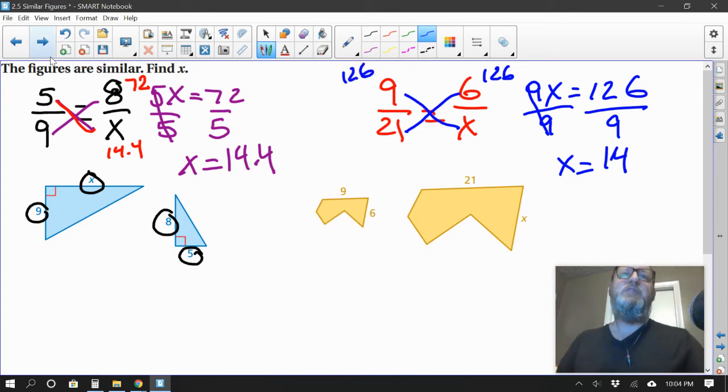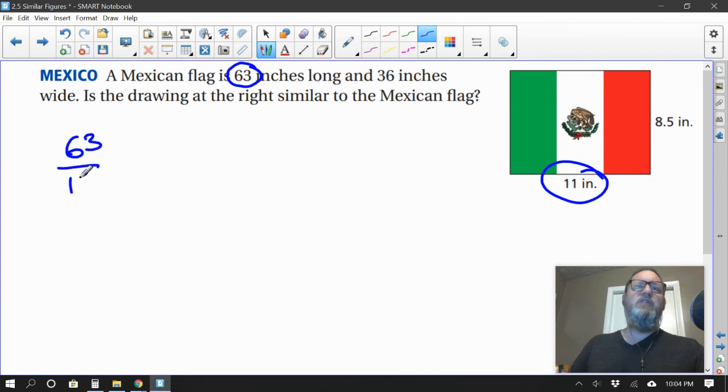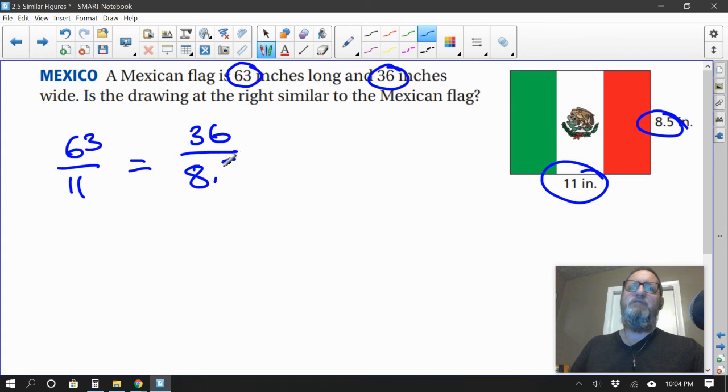Perfect. Great. All righty. The Mexican flag is 63 inches long and 36 inches wide. Is the drawing at the right similar? So is this drawing similar? All right. So let's see. The length. So I'm going to do the length of the actual flag over the length here. So we have 63 over 11. Is that equal to 36 over 8.5? So the short side of 36 over the short side of 8.5.